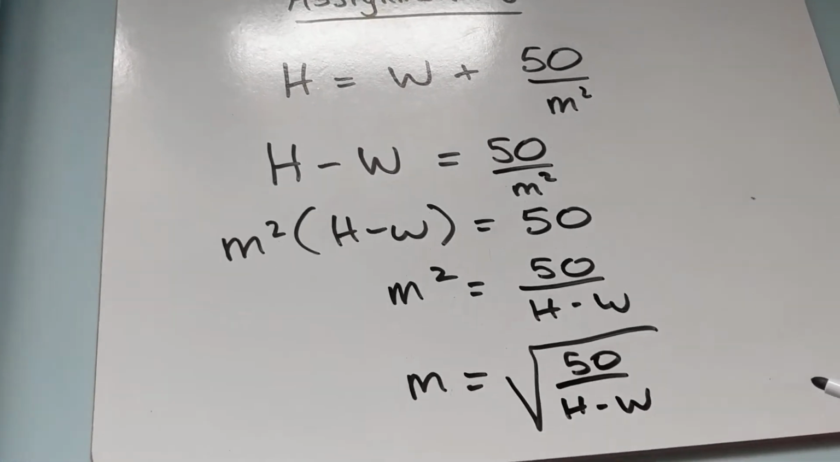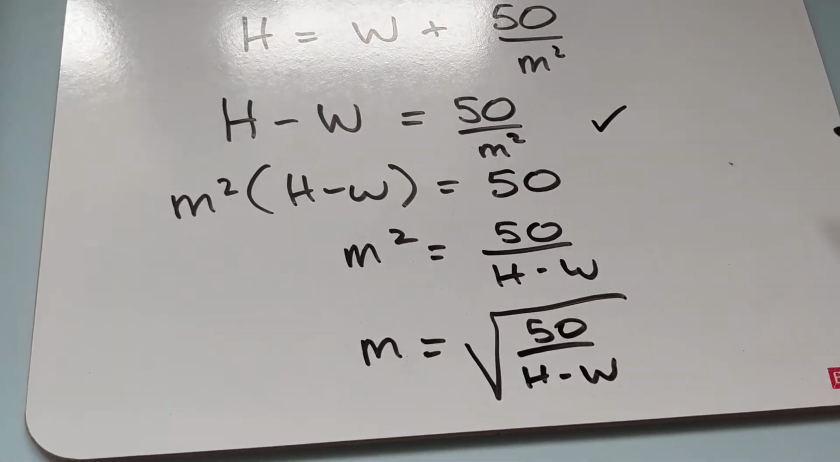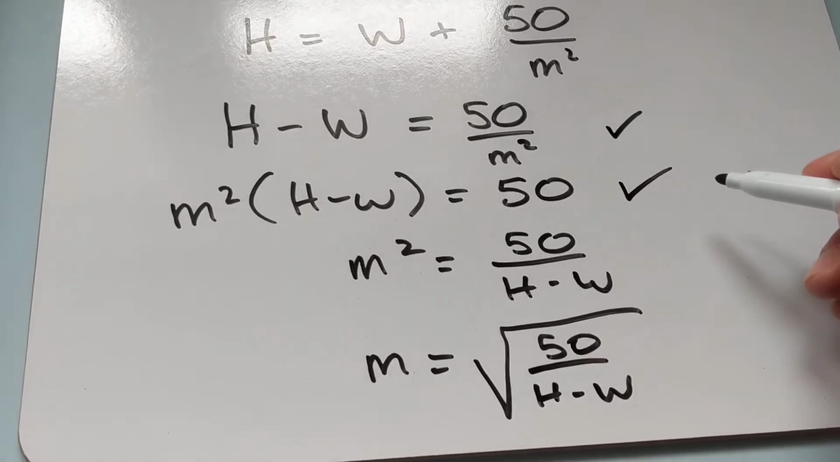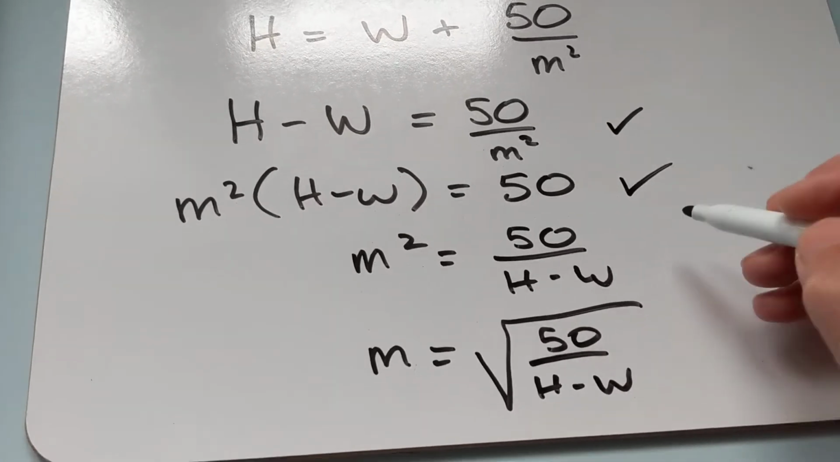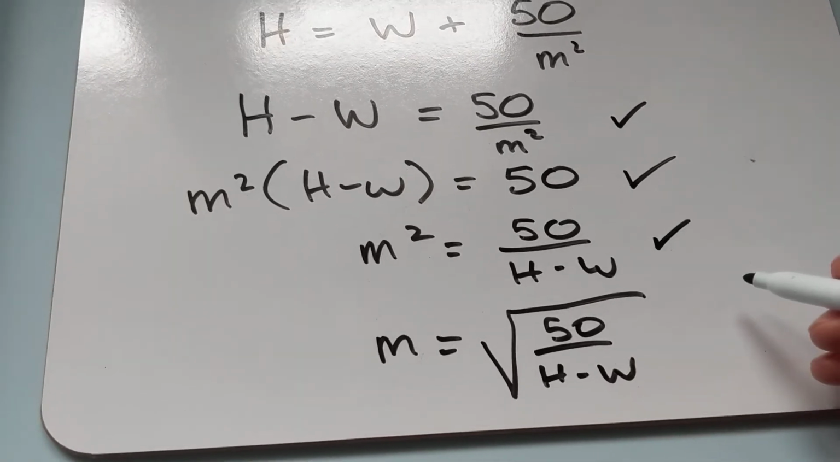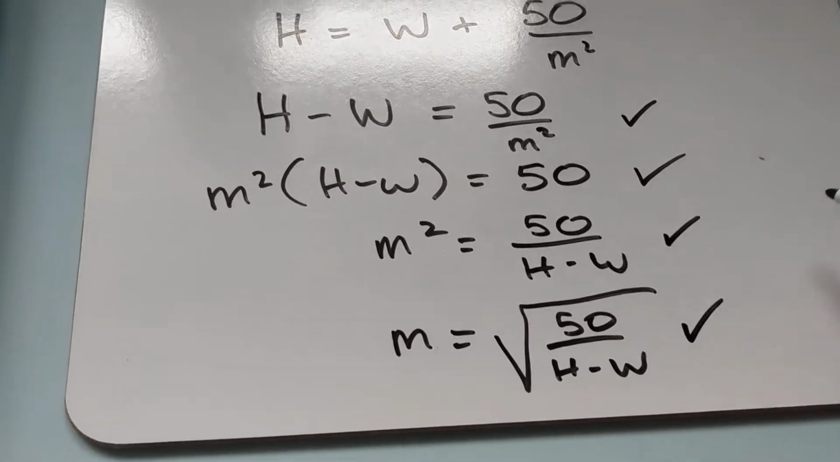And that's question 2. So in terms of your marks, 1 mark for h take away w, 1 mark for timesing the m squared up, 1 mark for dividing h minus w down, and 1 mark for the square root of your answer. That's 4 marks.